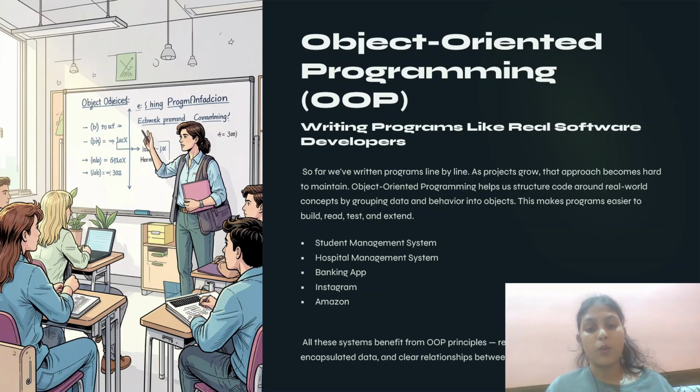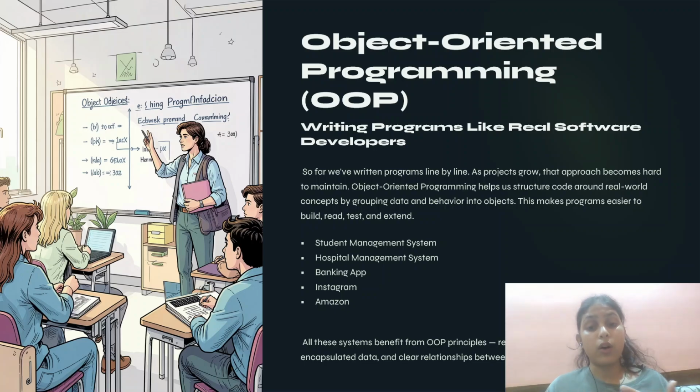But the question is, what happens when our program becomes really large? For example, suppose we want to develop a student management system, or a banking application, or even something much larger like an e-commerce platform. In these kinds of applications, we are dealing with hundreds or thousands of different pieces of data. And if we simply keep adding variables and functions without organizing them, our code will be extremely hard to handle. So this is where we get introduced to OOPS, that is object-oriented programming.